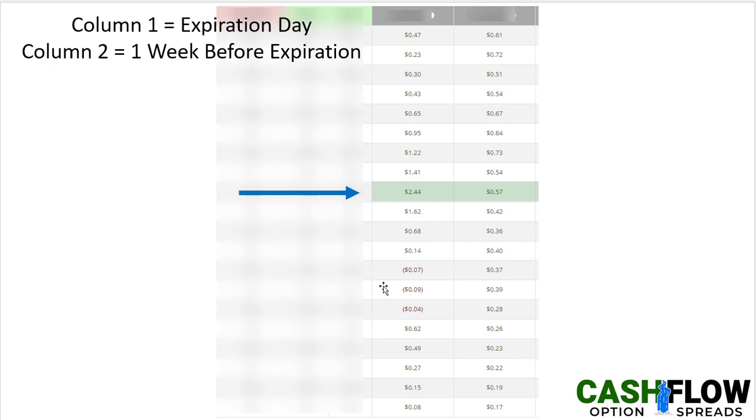Now look at column 2. Column 2 is 1 week before expiration. And you'll notice that there is no dead zone in column 2. And that's because this dead zone doesn't really materialize. It might start materializing the day before, but it really doesn't materialize until the day of in this particular spread. And so what this means is that as long as you get out before expiration, you have a very, very, very high probability of success.